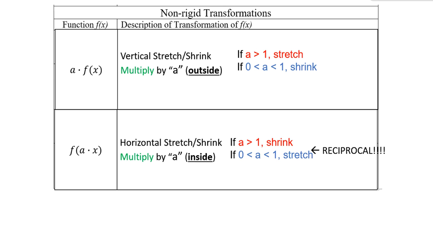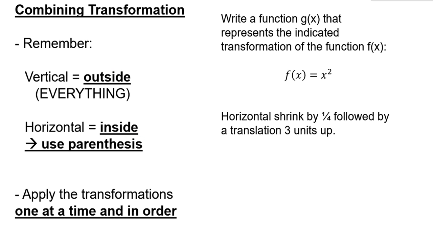Same with these non-rigid transformations. Remember that vertical stretch and shrink are multiplying, and that anytime it's horizontal, everything is backwards. So this guy is the reciprocal. Let's try one of these.